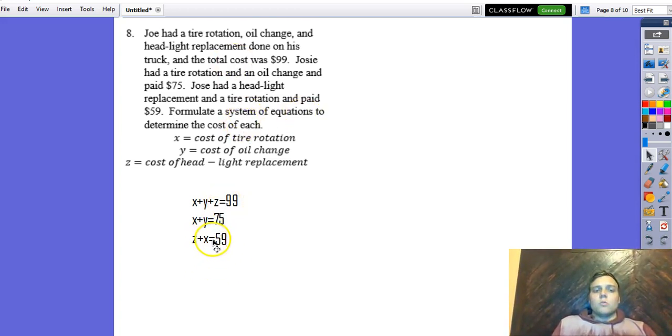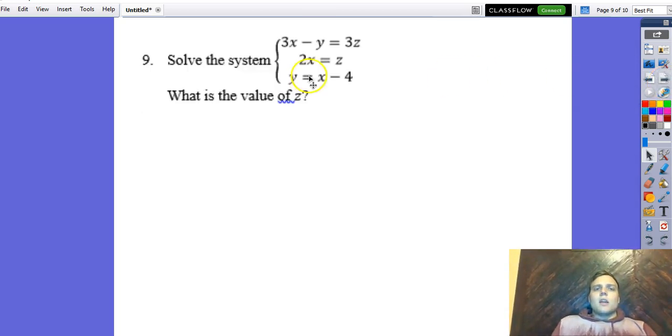Here's your system of equations where now you could solve for the cost of each. We don't have to solve for each. It doesn't ask us to do that. It just asks us to formulate. So we're done. Problem number 9. Solve the system. What is the value of Z?